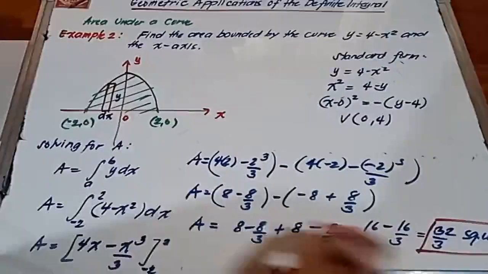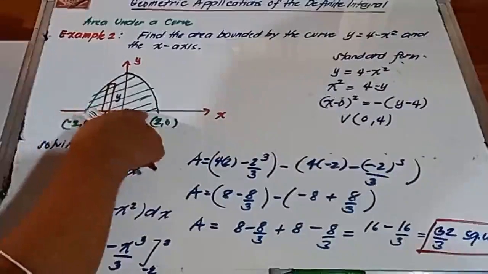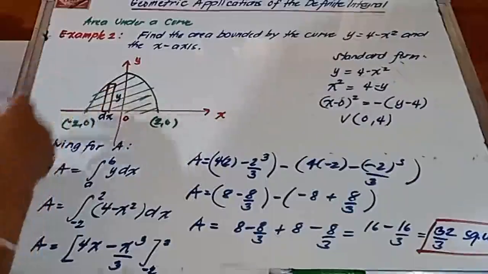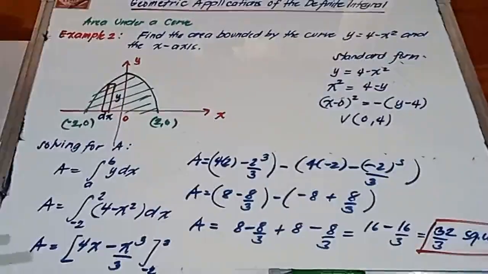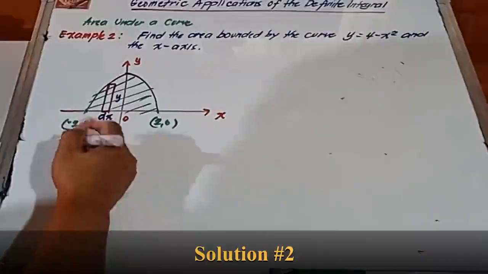Explain ko ulit ha. Ito yung curve, ito yung x-axis from negative 2 to 2. Yun yung boundary na tinutukoy na area na kukunin natin. Okay? Okay, solving for A. Yes, kaso iba yung gagawin ko.